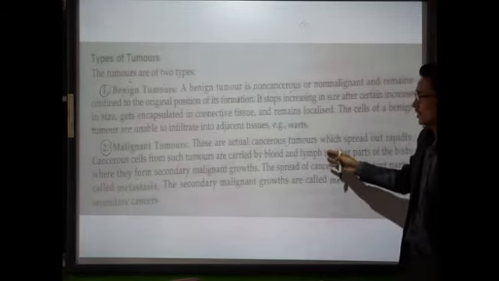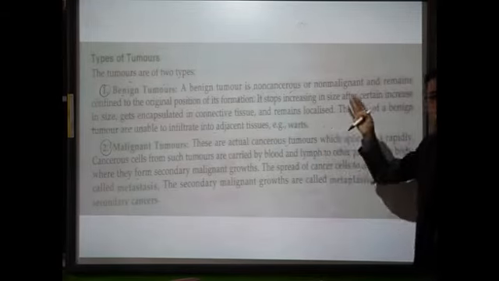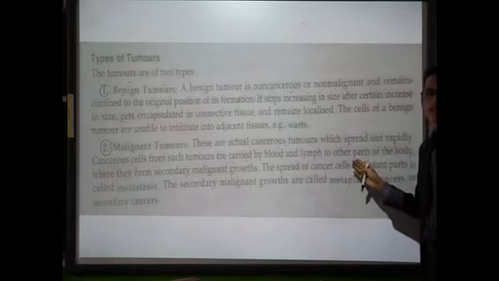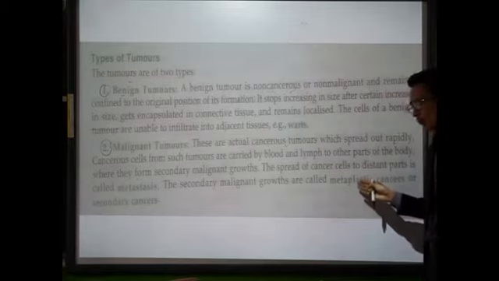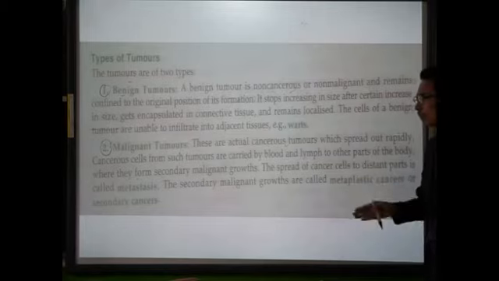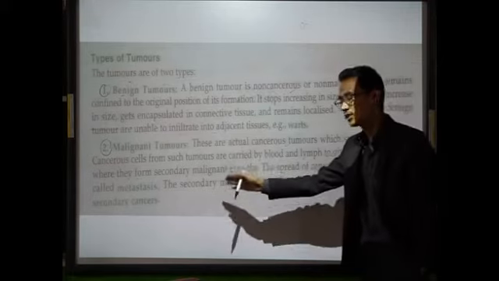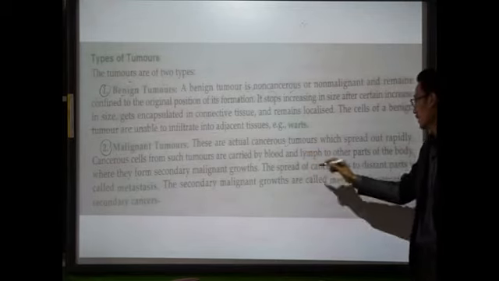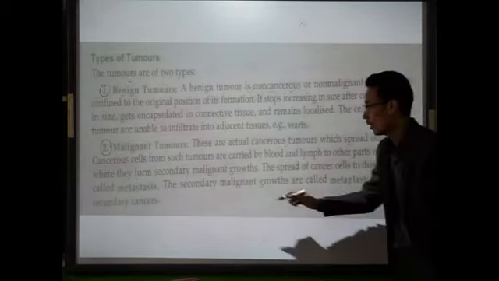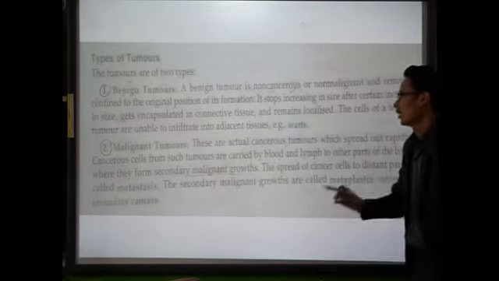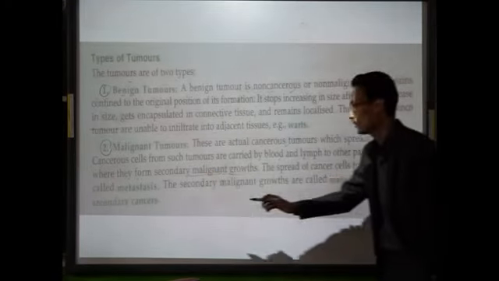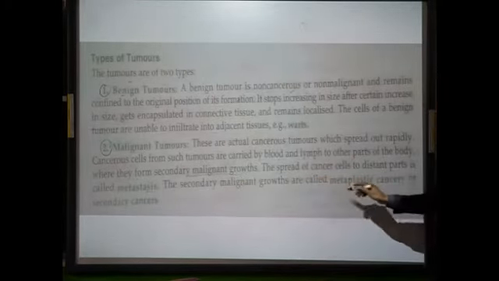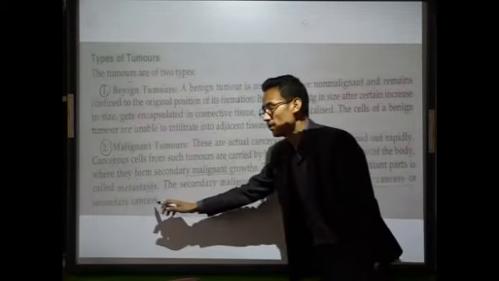Clear? Whereas in the case of a malignant tumor, these are the actual cancerous cells. These are actual cancer tumors which show the property of metastasis. That means they can move from one part of the body to another part of the body. The cells of these tumors are spread and multiplied by the blood and the lymph to other parts of the body, where they form secondary malignant growth. So they show the property of metastasis, and the secondary malignant growths are called metastatic cancer, or secondary cancer.